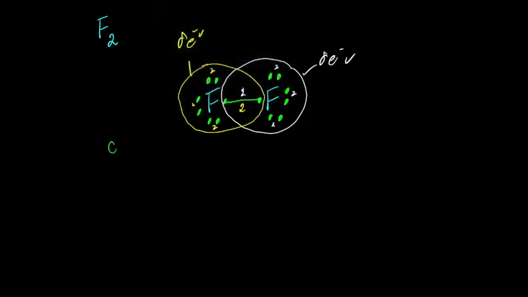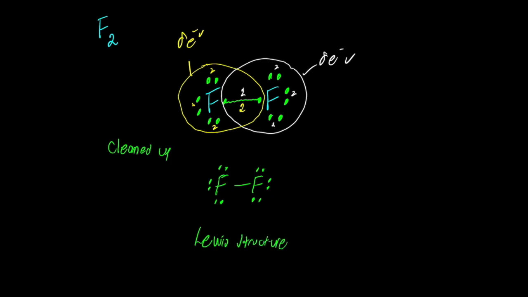Let's clean this structure up. So fluorine has a bond to that fluorine, and we have to write in all of those valence electrons that have decided not to participate. Okay, so that would be the Lewis structure of fluorine. Okay, this is called a Lewis structure. If you want to call it the dot-to-dot structure, that's cool too.